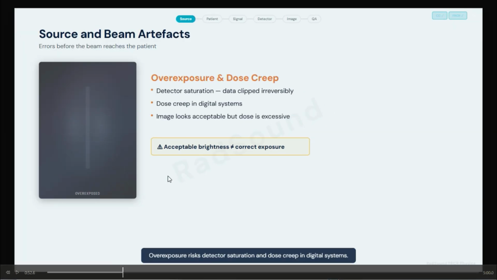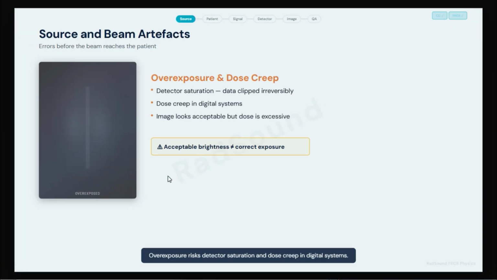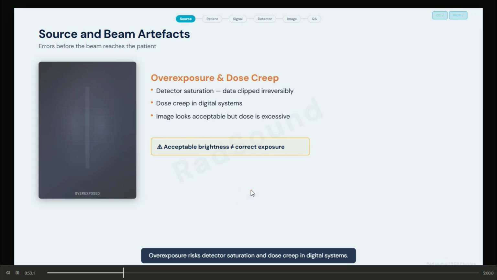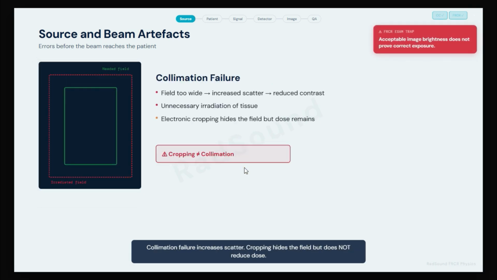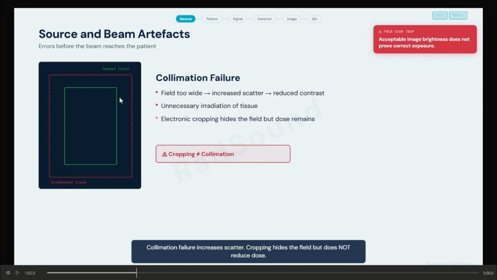Talking about the problems and artifacts that might arise from the source. As the beam started to move, what will happen? That could be failure of collimation. The area you have selected is less than the whole area. So you've got the needed field in green, and this is the irradiated area.